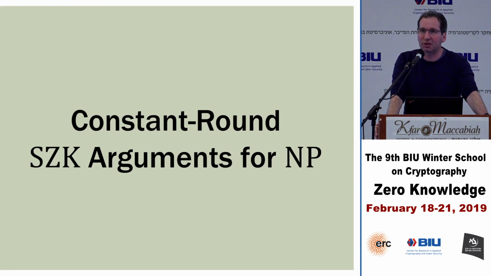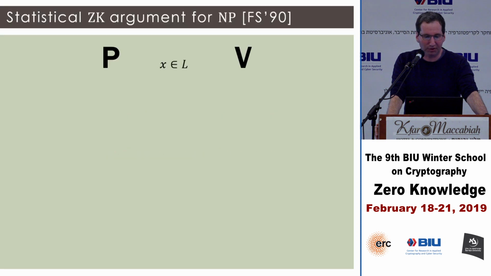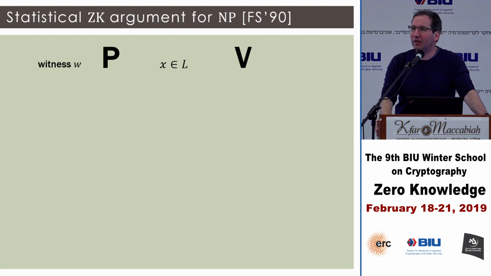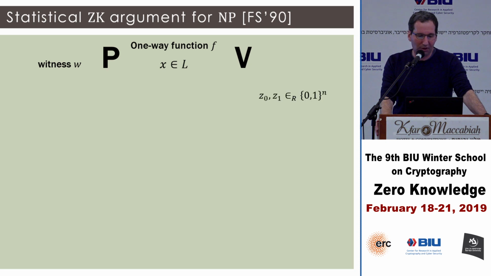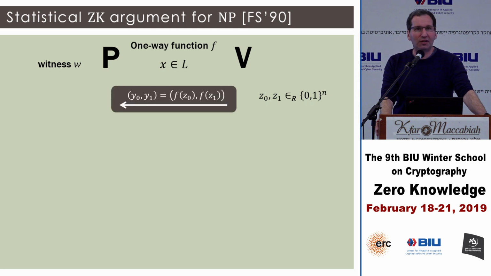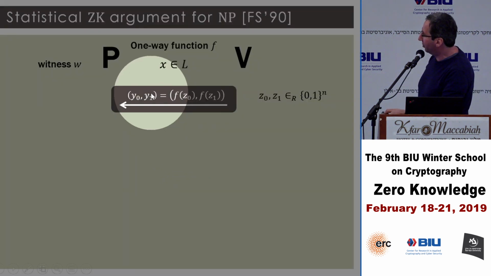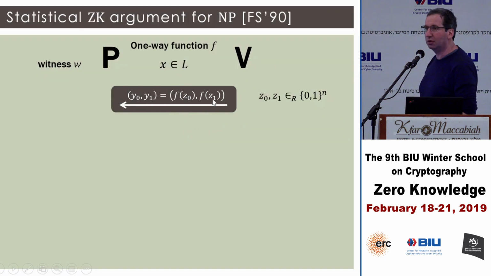Constant round SZK arguments for NP with negligible soundness error. So the prover holds a witness W for the statement X is in the language. And we assume we have a one-way function F. Okay, so we all agree that F is a one-way function. It's agreed by everybody. Here's what the verifier does. He picks 2 inputs to the one-way function, let's call them Z0, Z1. He picks them at random. And he sends the following pair: Y0, Y1, which are equal to the pair F of Z0 concatenated with F of Z1. So it's 2 images of a one-way function.